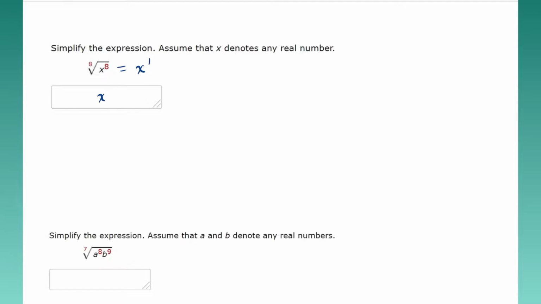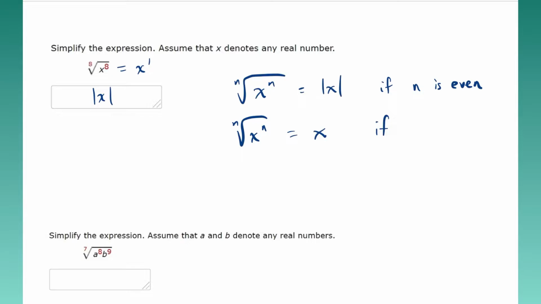It says, assume that x denotes any real number. That means x can be positive or it can be negative. In the case when the index is even, as is the case here, we have to put an absolute value around the result. So it's actually the absolute value of x. So in the case where we have the nth root of x to the n, the answer would be the absolute value of x if n is even. And in the case where n is odd, it's just x.